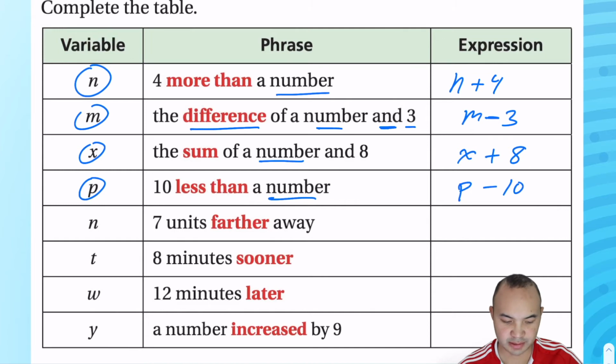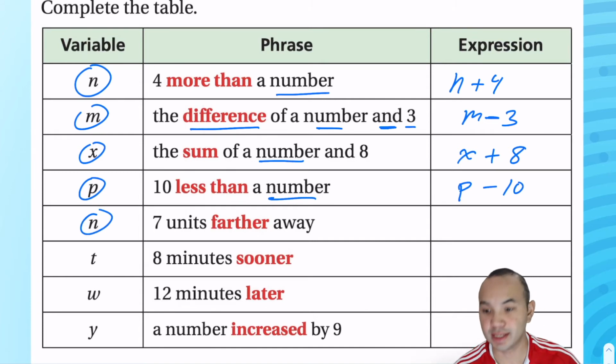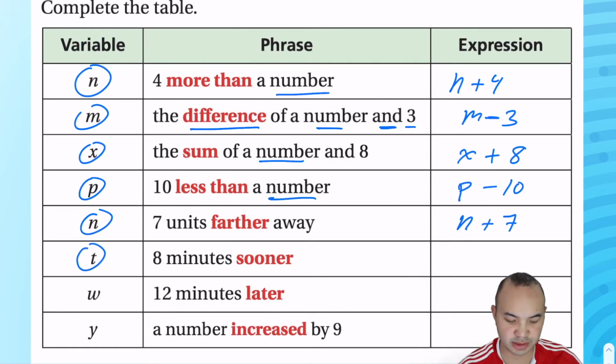Okay, 7 units farther away. So whatever that unit is, away from what? Away from n, I guess. So it's n, and then 7 units farther away from that, you're going to add 7. Okay, and then 8 minutes sooner. So sooner than t. So t is there. 8 minutes sooner than that is going to be t minus 8.